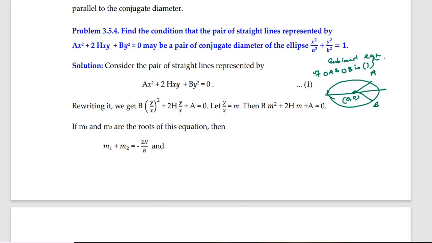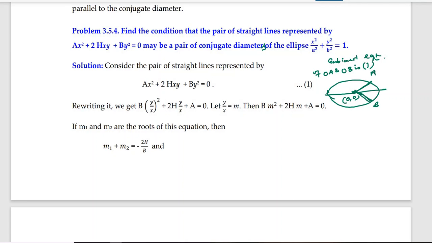So next problem is to find the condition that the pair of straight lines represented by ax square plus 2hxy plus by square equal to 0 may be a pair of conjugate diameters of the ellipse. So we want to see if we are considering this ellipse and this being the center, when we consider two pair of lines. See here as such we do not know these two are conjugate diameters. We are considering them as pair of straight lines passing through the origin.